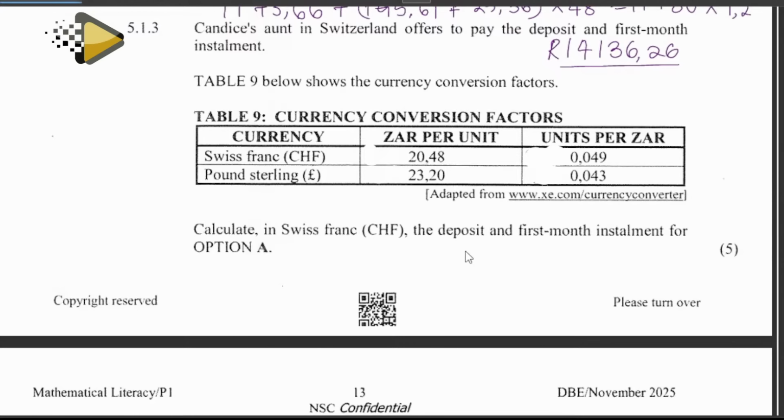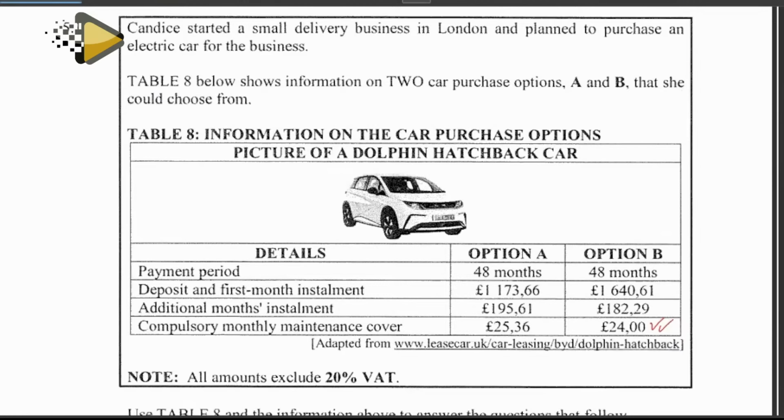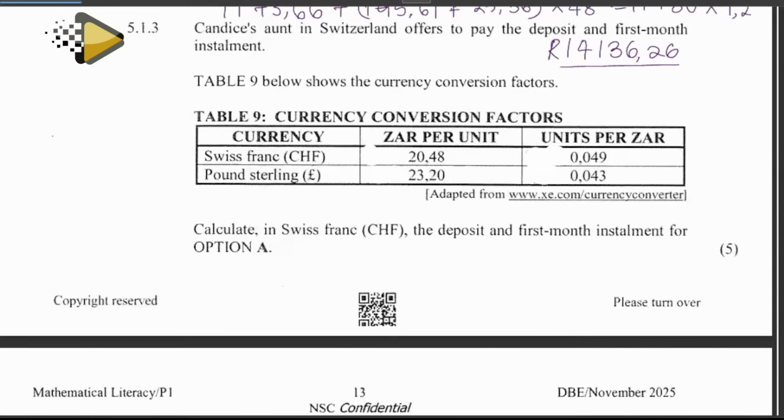All right. Cassidy's auntie in Switzerland offers to pay the deposit and the first month installment. Then they're asking us, using the table for conversion, to calculate in Swiss francs the deposit and the first month installment for option A. Remember, for option A, you're going to pay 1,173.66. These are pounds, but we want to change them to Swiss money.